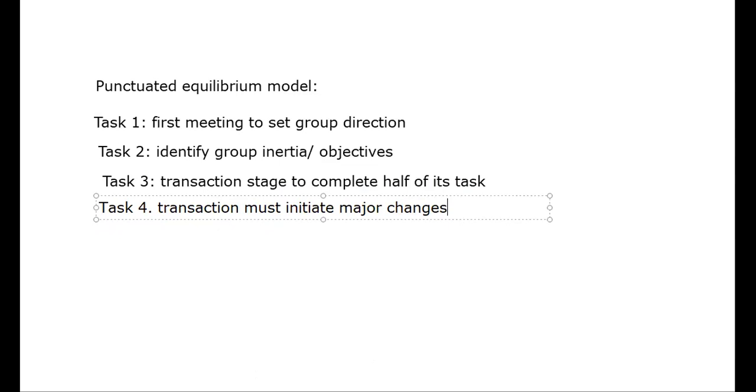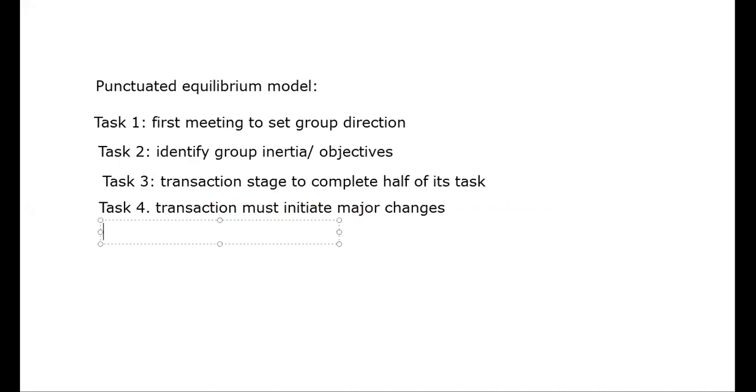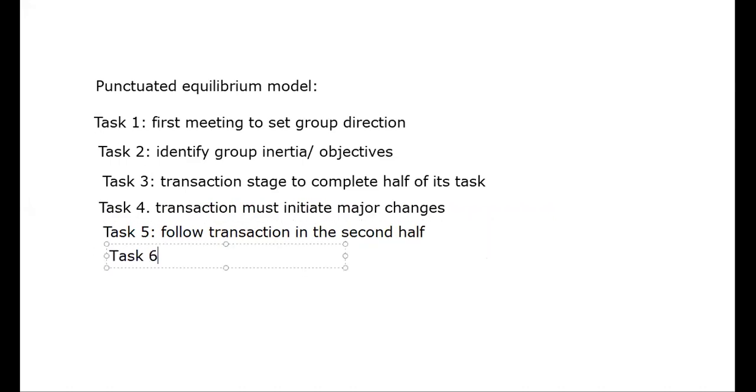Then the second half of inertia follows transition, and then accelerated activities. That's 4. That's 5. Follow, run, in the second half. Then you need to move. Task 6 is the last task. Accelerate activity. These are the 6 tasks that need to be completed to form the punctuated equilibrium model.